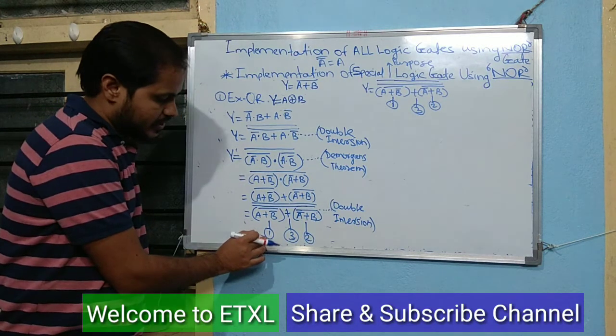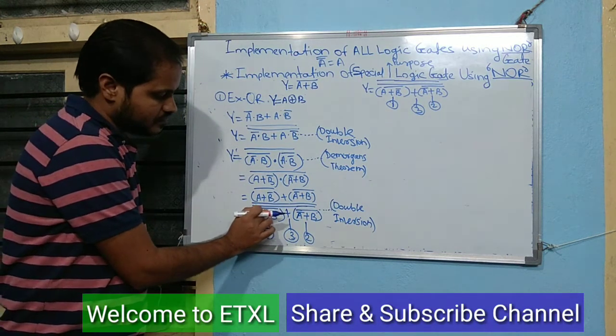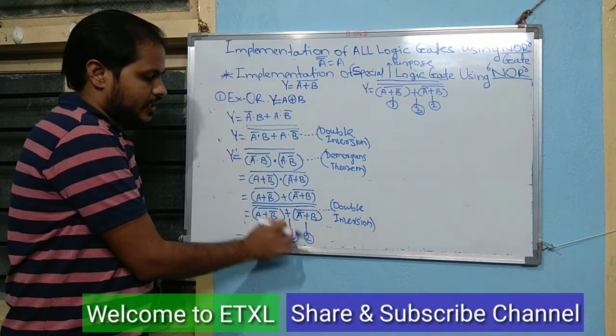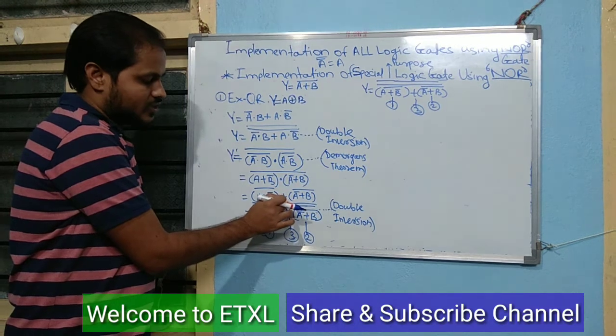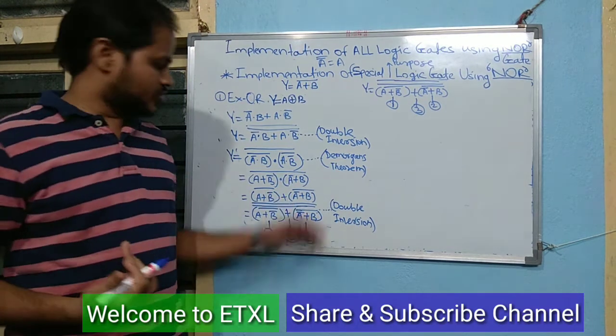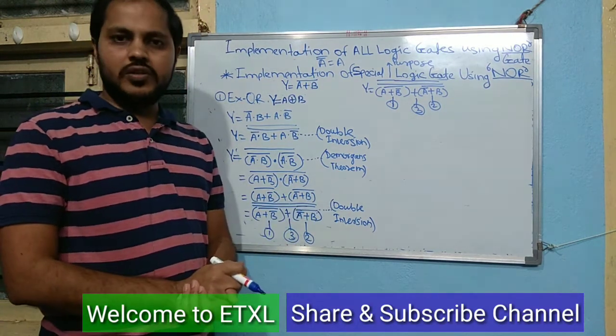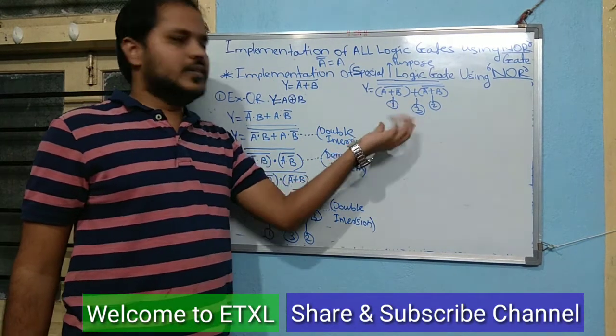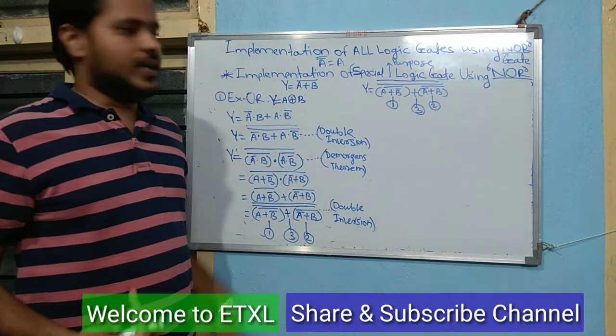Here is the first NOR gate, A plus B bar. Then the second NOR gate, A bar plus B. And the third NOR gate for this complement, and the last complement. Make the short connections of that particular NOR logic gate. I am writing the same equation here for drawing the logical diagram.